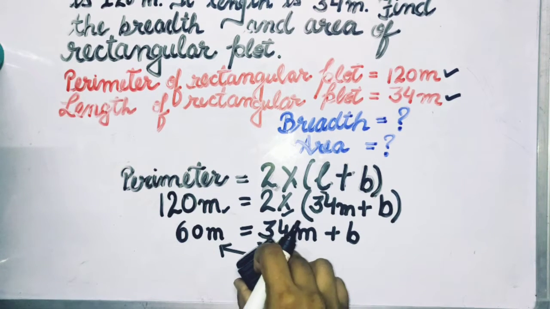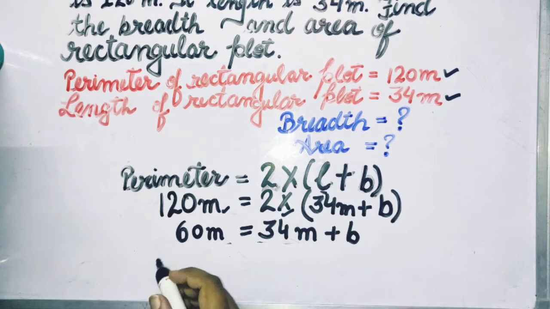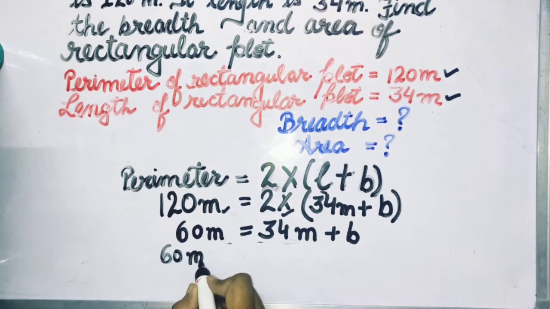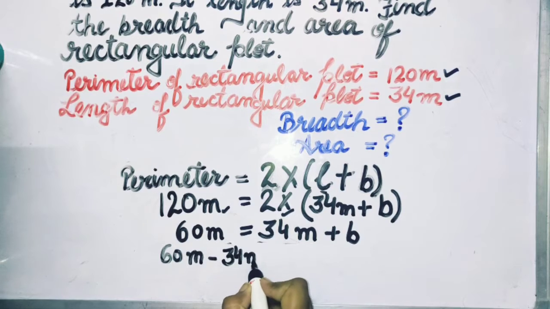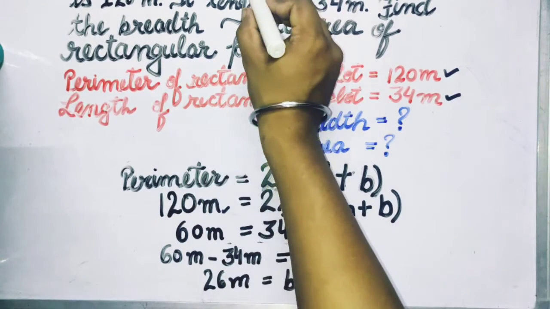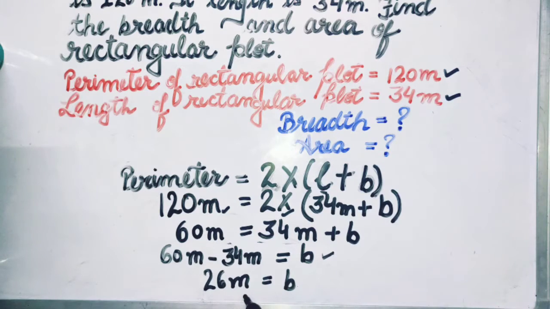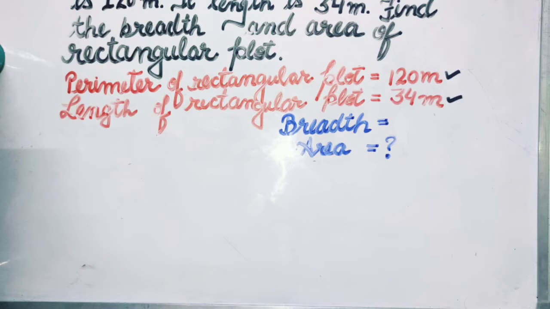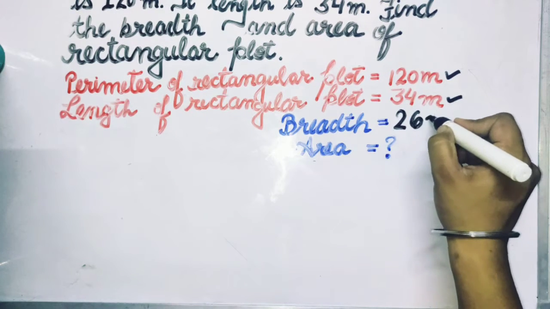So we will subtract now: 60 meter minus 34 meter is equal to breadth. When we subtract these two numbers, I can find out my breadth value. If we subtract, what answer do we get? 26 meter. So I can say that the breadth of the rectangular plot is 26 meter. Now I have found the breadth, that is 26 meter.